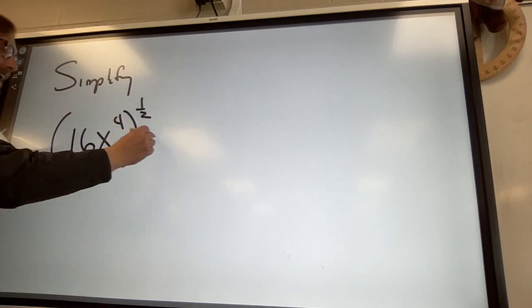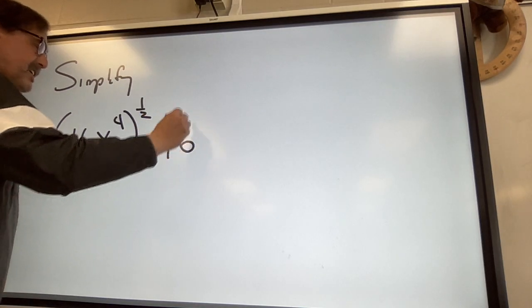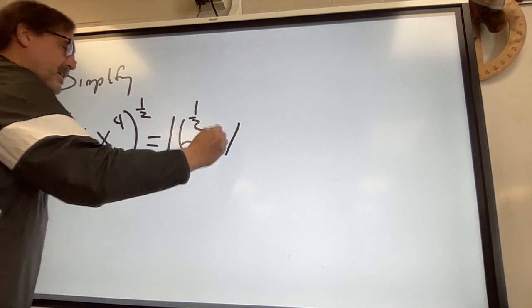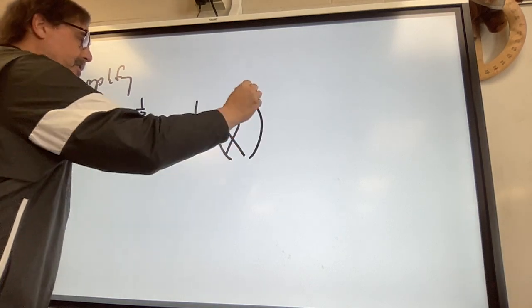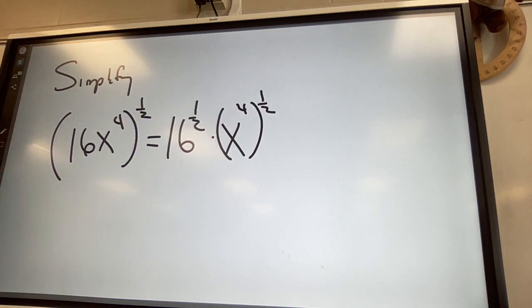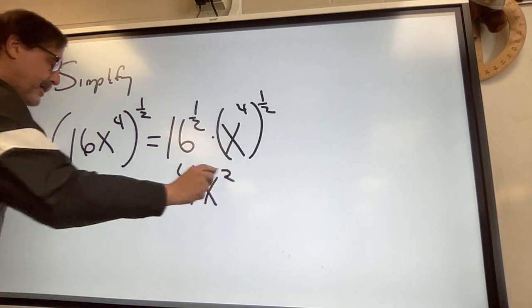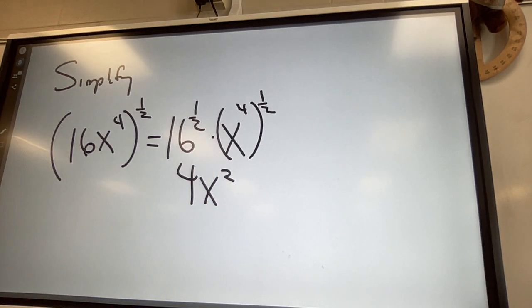This is the same as 16 to the 1/2 times x to the fourth to the 1/2. I'm going to show you a bunch of ways to do this. 16 to the 1/2 is the same as the square root of 16, which is 4, since 4 times 4 is 16. Exponent to exponent, you multiply: 4 times 1/2 is 2, so x squared. That's one way to go about that answer. I'm going to look at another way soon.